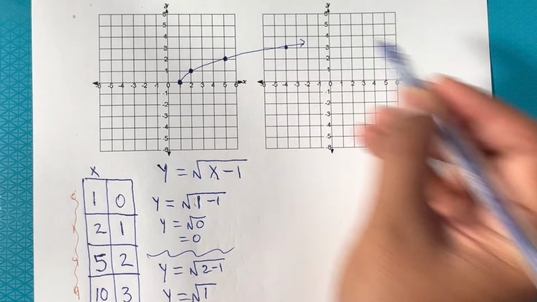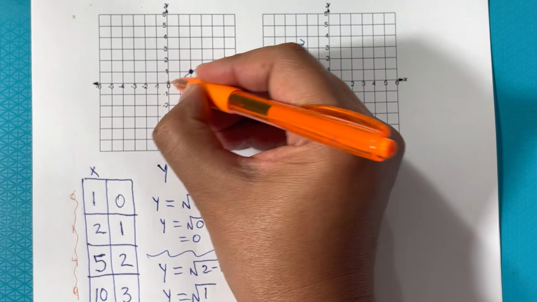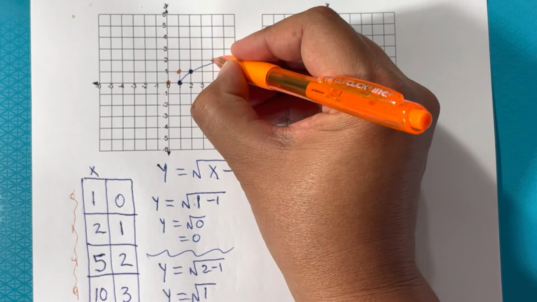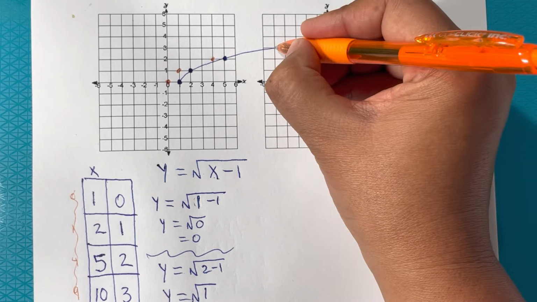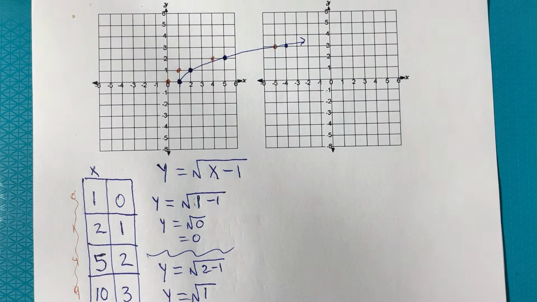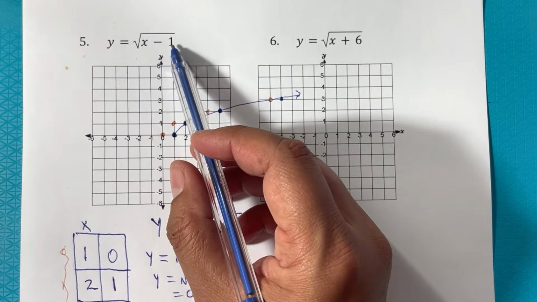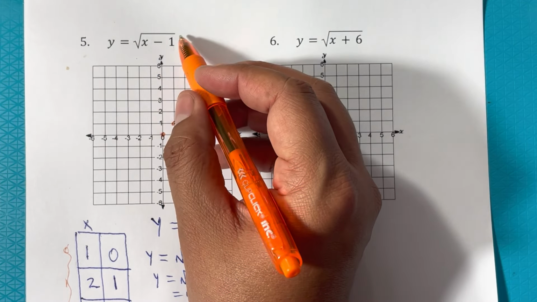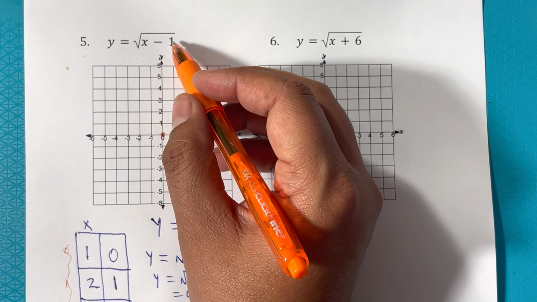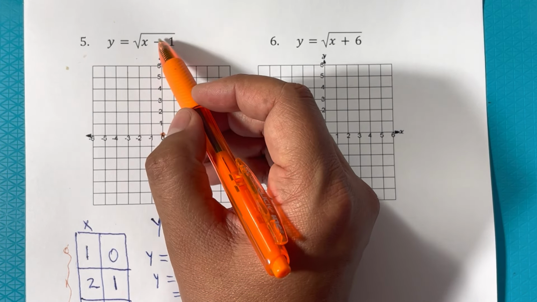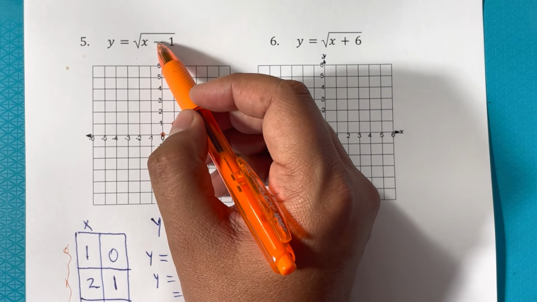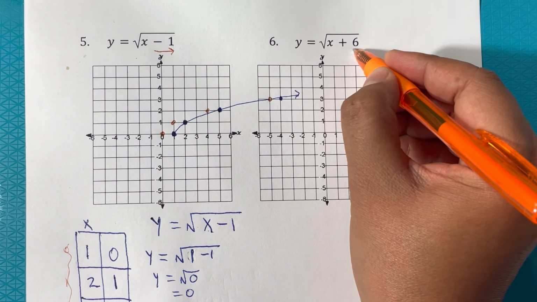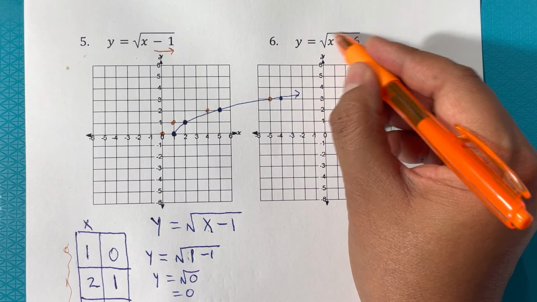Now, if we were using the mother graph, which is this one right here, 4, 2, and 9, 3. What this says is that whenever you're adding or subtracting inside of the square root, we are going to move our mother graph one space, but to the opposite. If you're subtracting, you're going to the right. If you're adding, you're going to the left. But that's only inside of the square root.